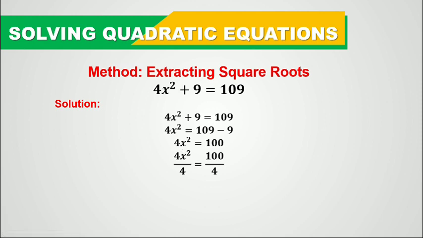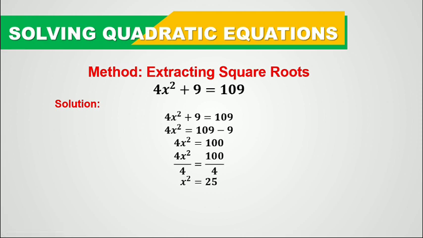And then 4x squared over 4, that's x squared. So we could now cancel 4 here. Makacancel na natin ang 4 dito. So this becomes x squared na lang, and then 100 over 4, that's 25, right? Because 25 times 4, that's 100. And then this is now similar to what we did a while ago, right? So what are we going to do next?